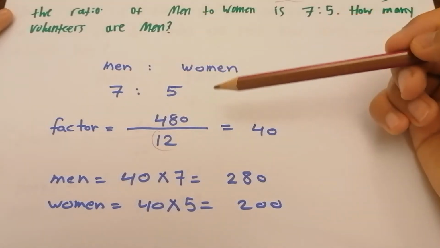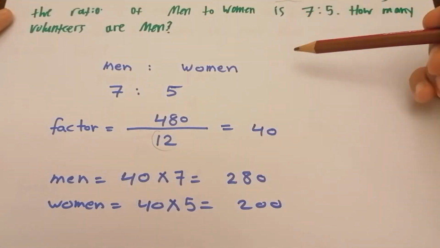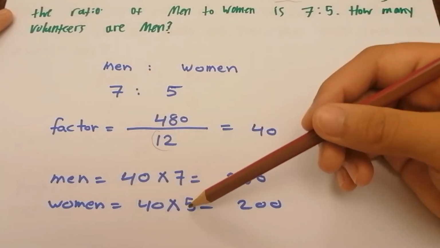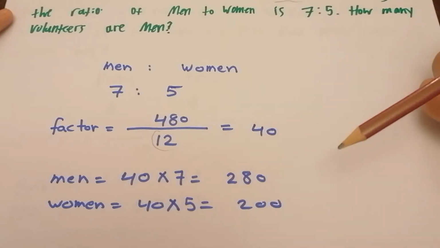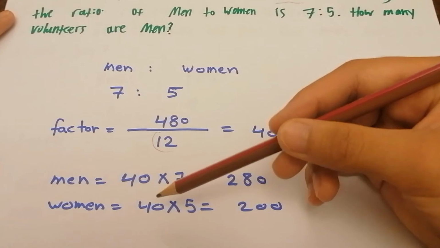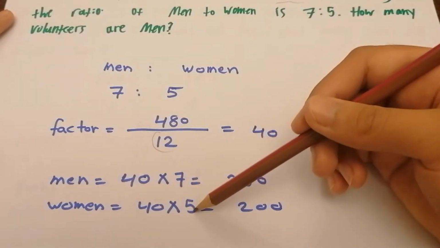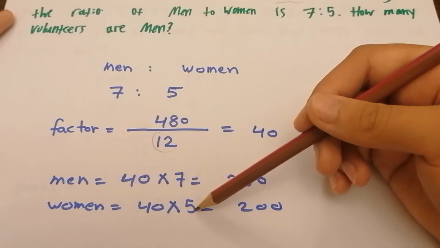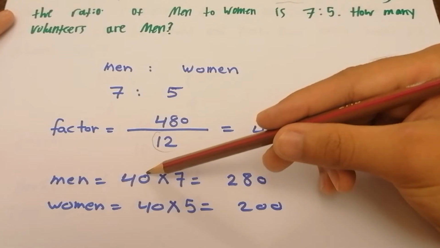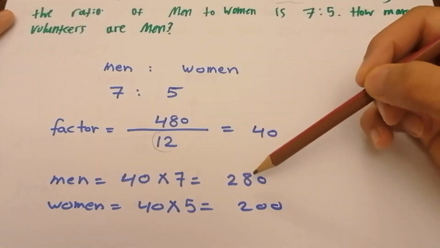The same thing goes with women. Even though he didn't ask for it in the question, we're going to write it down so we can prove that the total number is 480. We have the factor, which is 40, multiplied by 5, which gives us 200. So in this case, we know that 40 tables multiplied by 5, which is the number of women in each table, gives us 200 women. And 40 tables multiplied by the number of men in each table gives us 280 men.